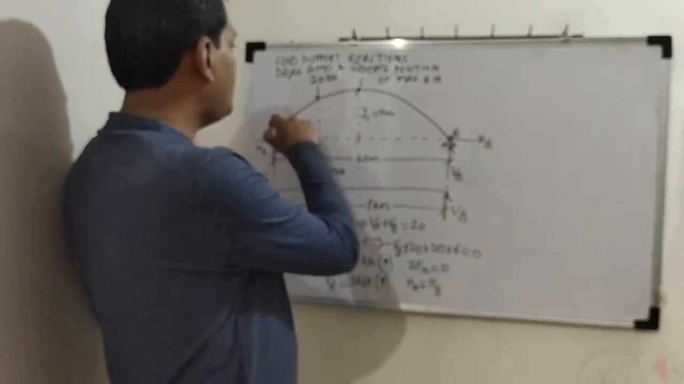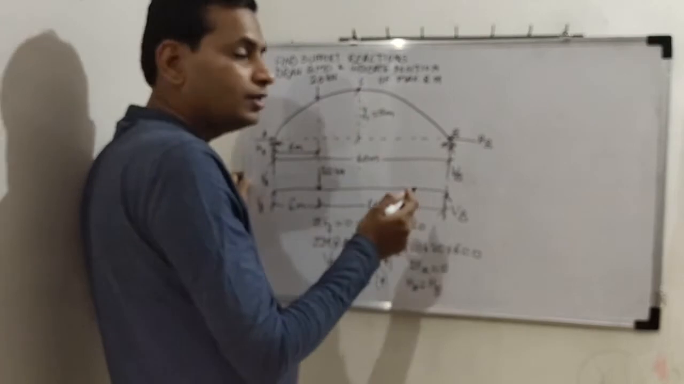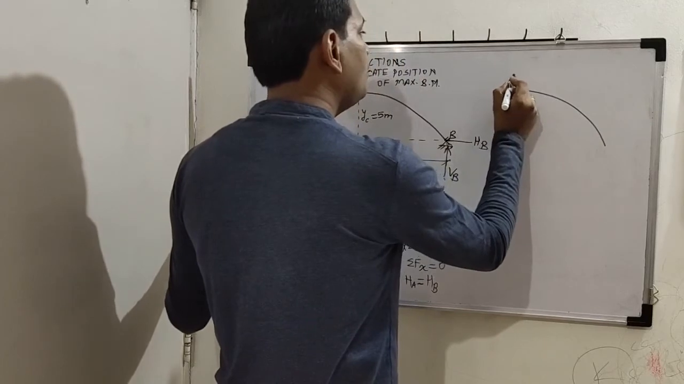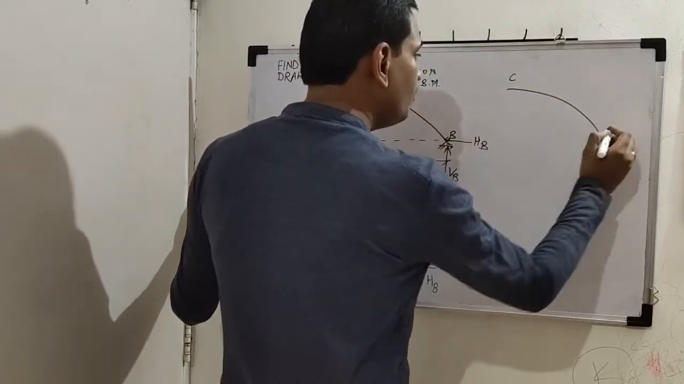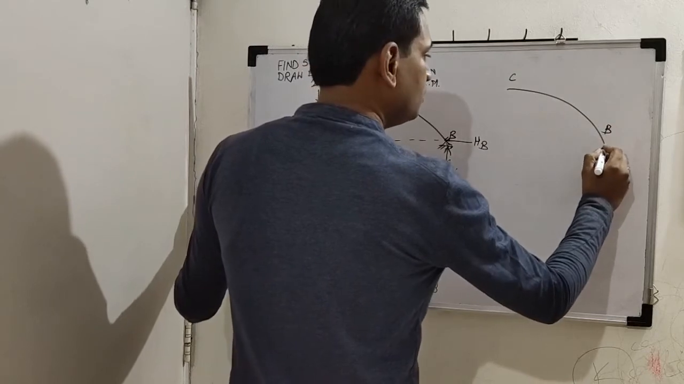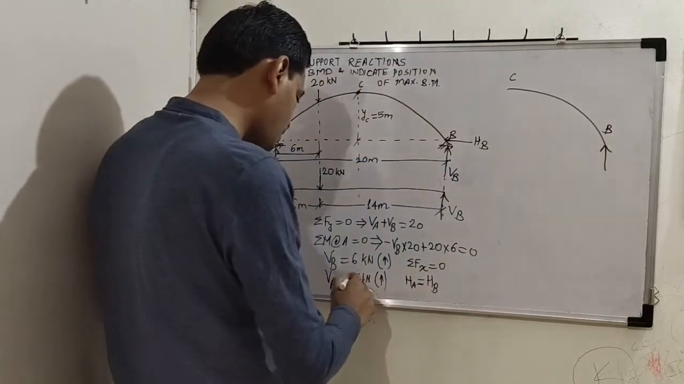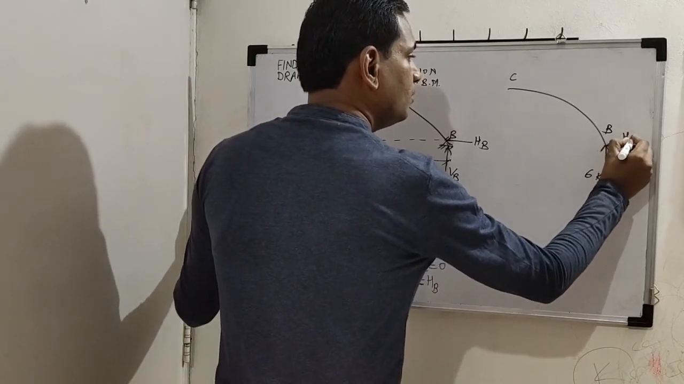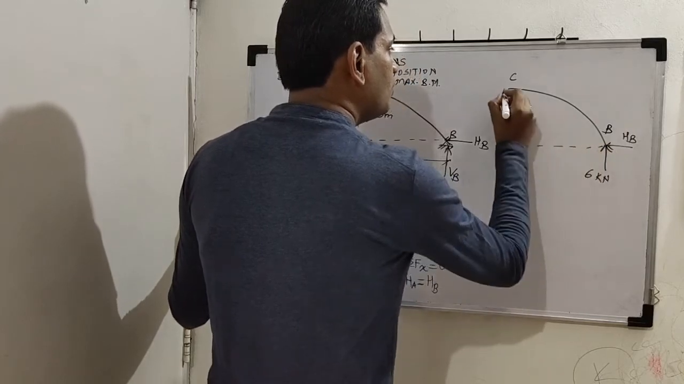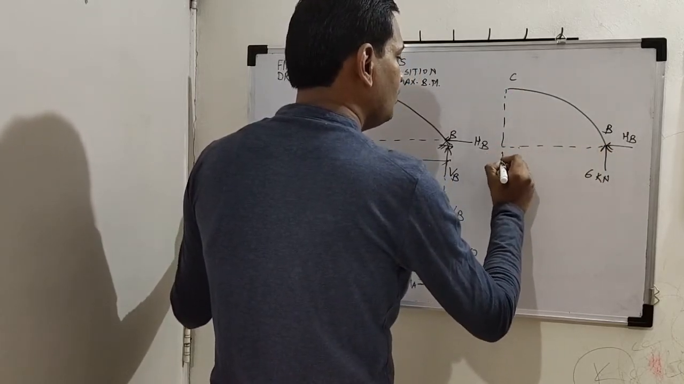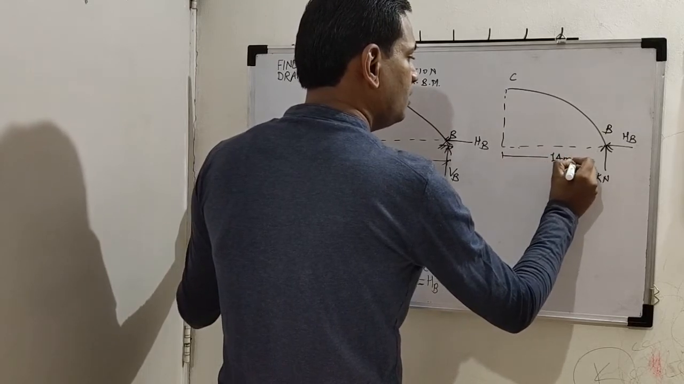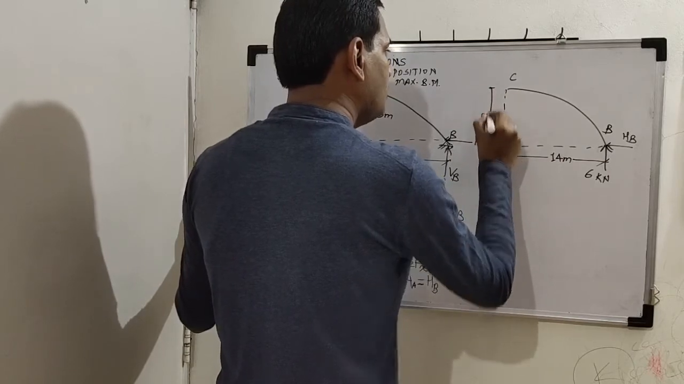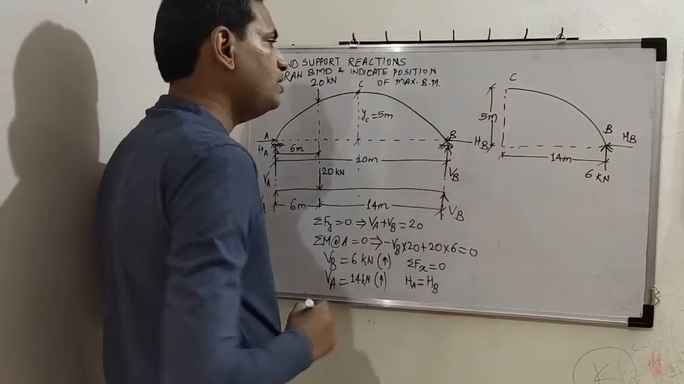Either we will consider A to C or B to C. Considering the arch from B to C part is easy because there is no external loading on C, correct, or anywhere between B and C, not only C. So this is VB, which we have calculated as 6. And here is HB. So how much is this distance, horizontal and vertical? Show them here. It is 14, correct? And central rise is 5 meters. Isn't it? Central rise YC is 5 meters.